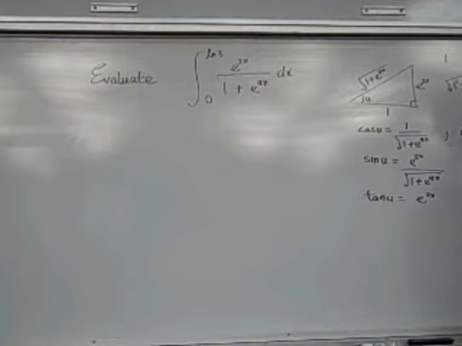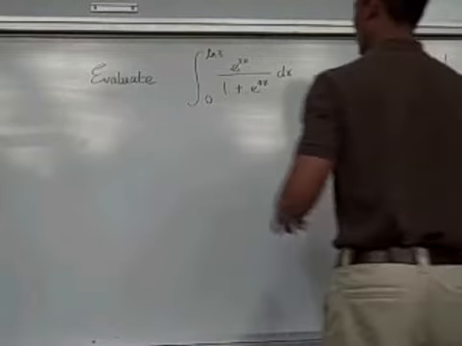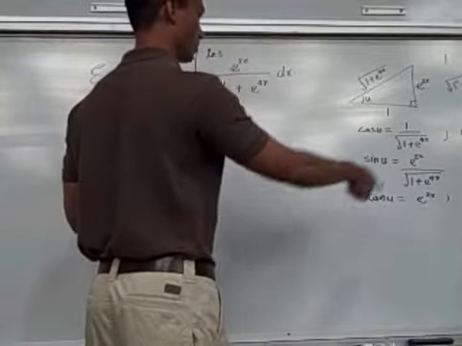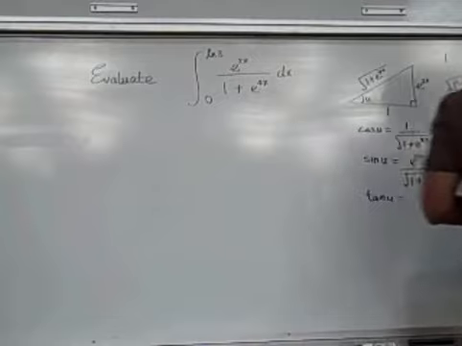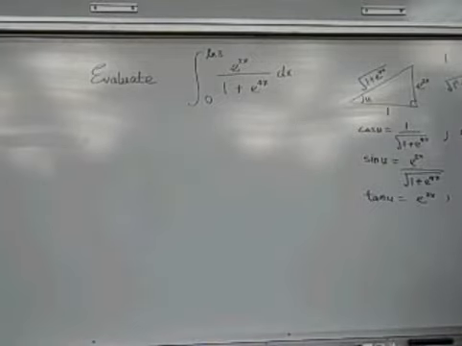And what happens if I take the derivative of this? What's the derivative of tangent? The derivative of tangent is secant squared, so secant squared u du. And the derivative of e to the 2x is 2 e to the 2x dx. Nice. Now I'm going to rewrite this integral in terms of this and 1/2 of this.